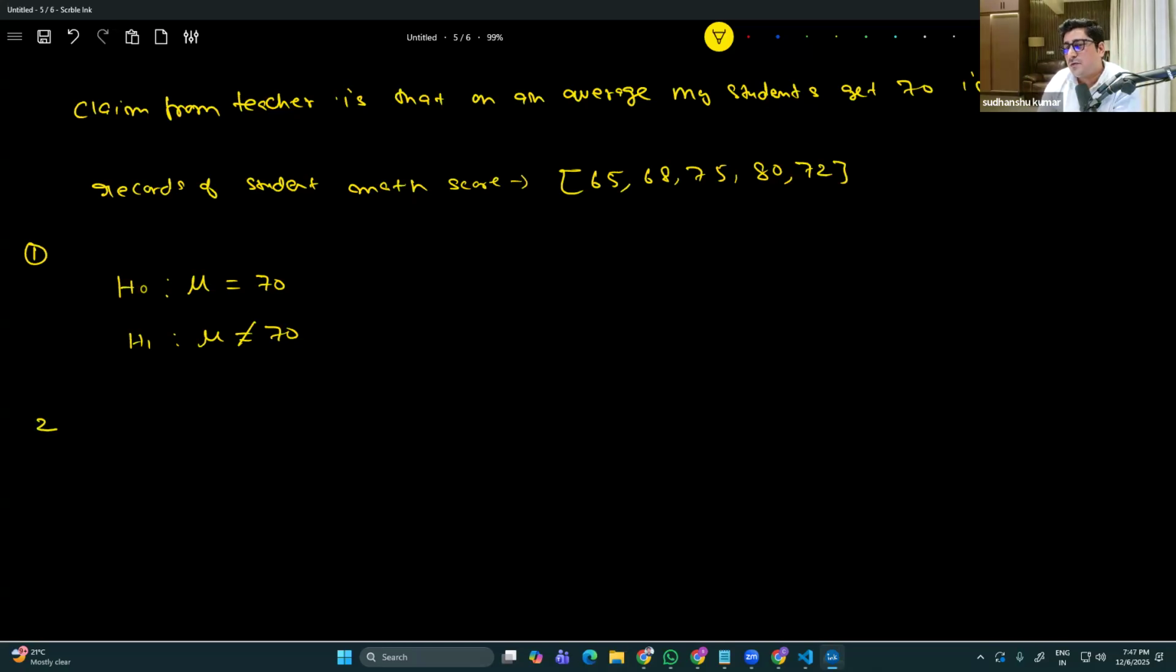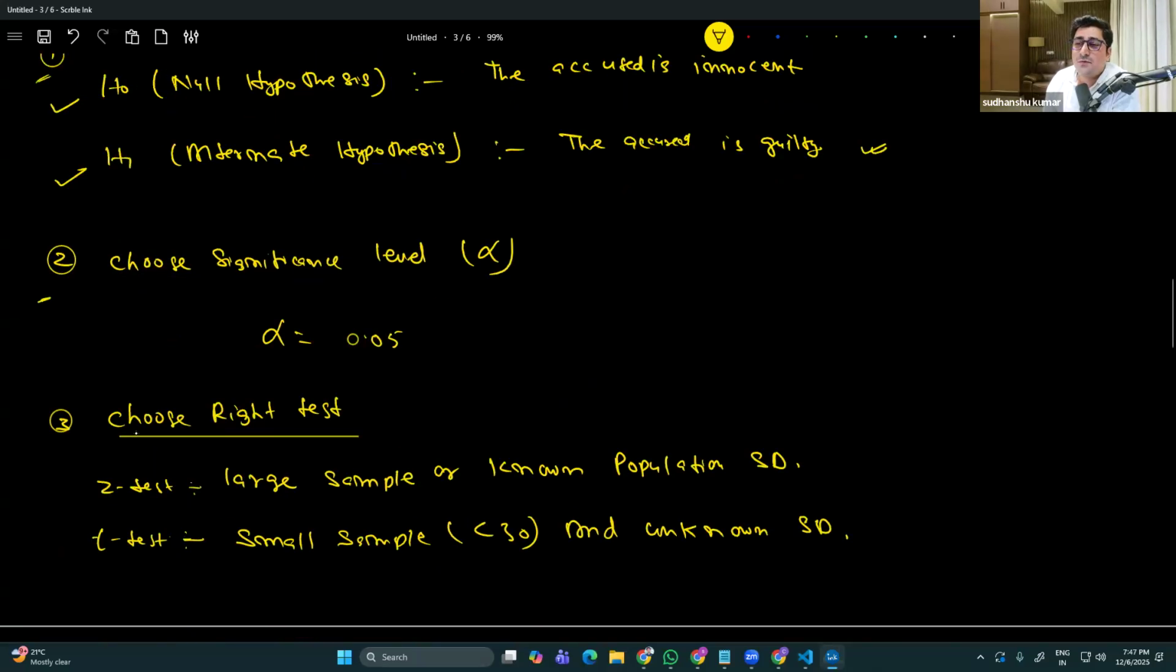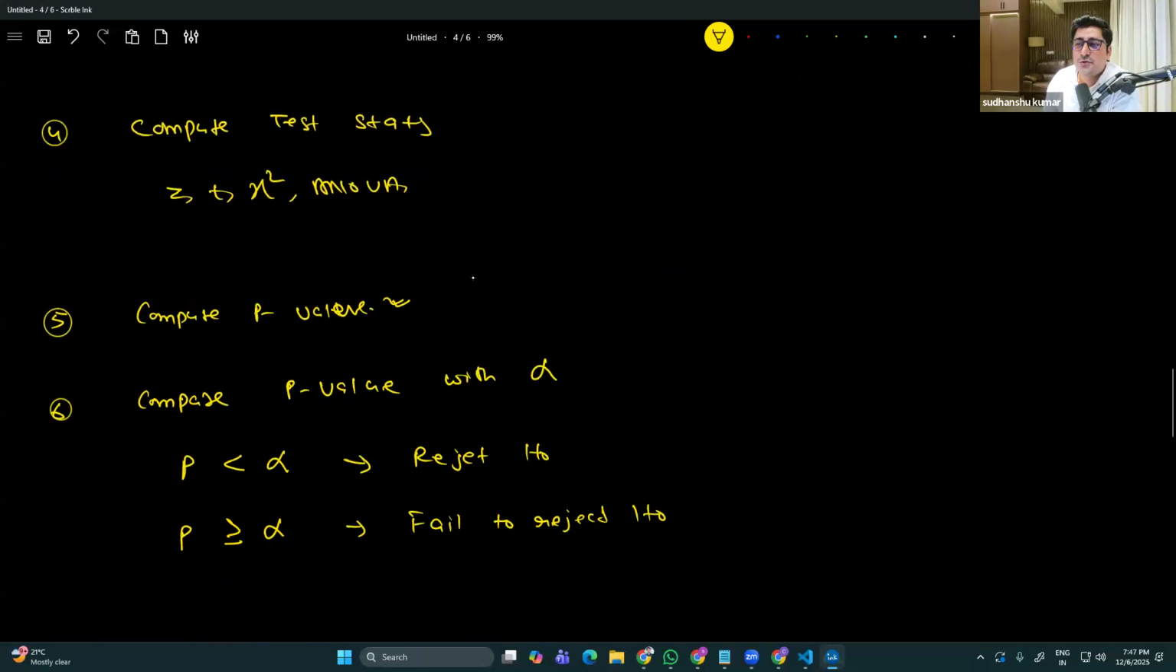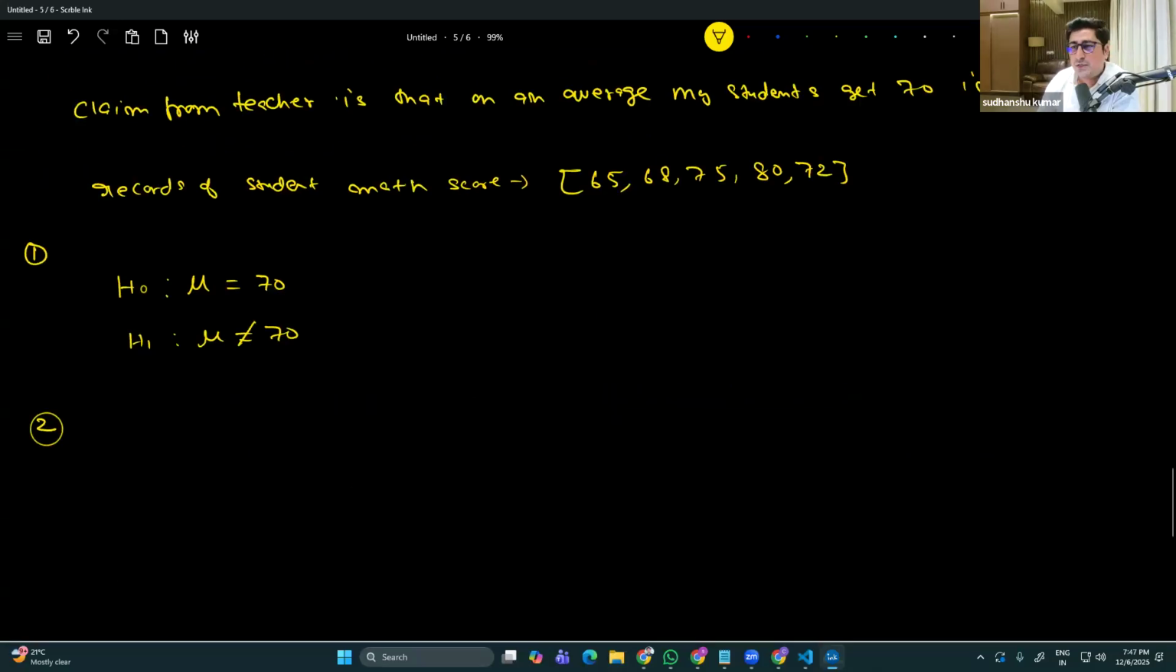Now step number 2. So the hypothesis is built as per the statement which was given, right? Step number 2. What is step number 2? Choose a significance level. So okay, fine. The significance level is going to be a 5% error margin that I'm going to keep. So my alpha is going to be 0.05. 5% plus minus is going to be fine. Otherwise, it's not going to be fine for me.